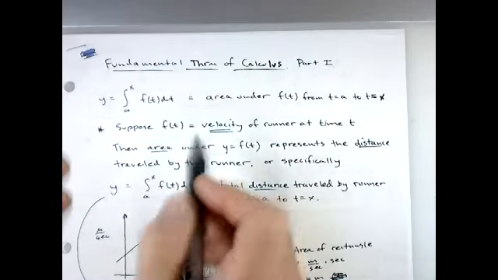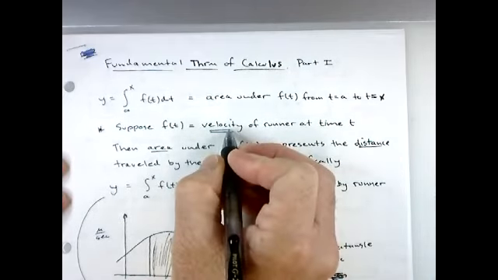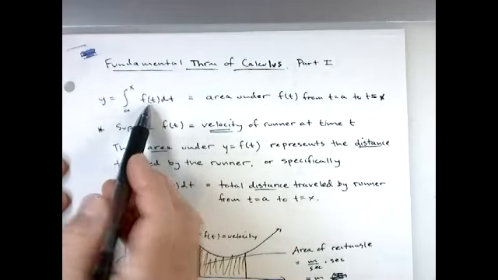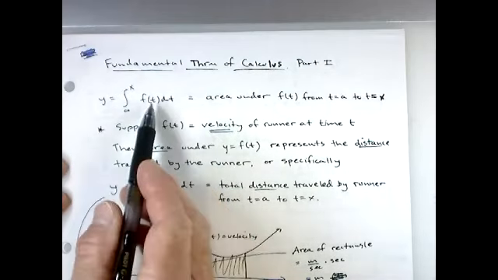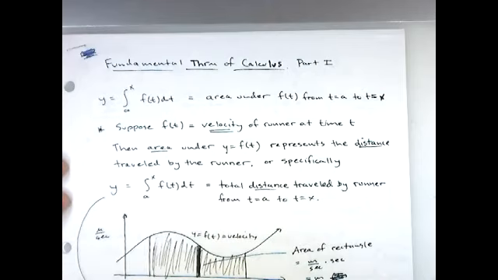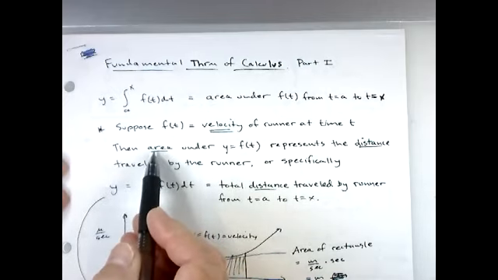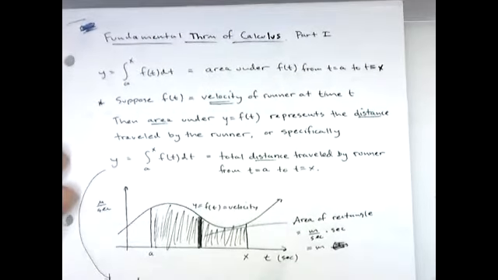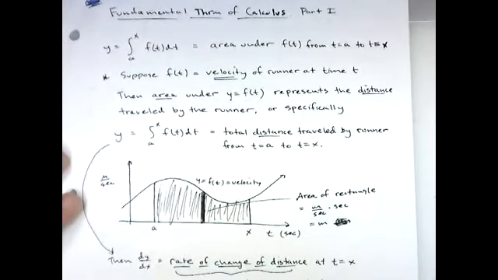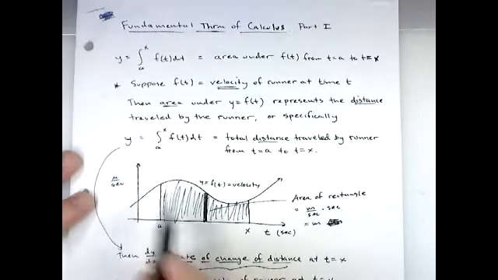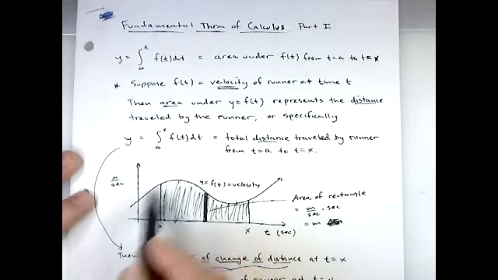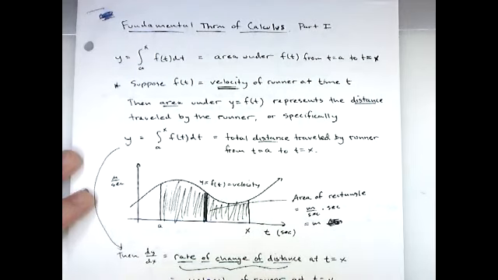So I'm a runner, and so I'm going to use this as my context. Let's pretend that f of t, this function, represents the velocity of a runner at time t, the speed or the velocity of a runner. Now, what would the area under a velocity function be? Well, we did some examples at the very beginning when we were estimating areas under curves. The area under a velocity curve gives you distance, okay?